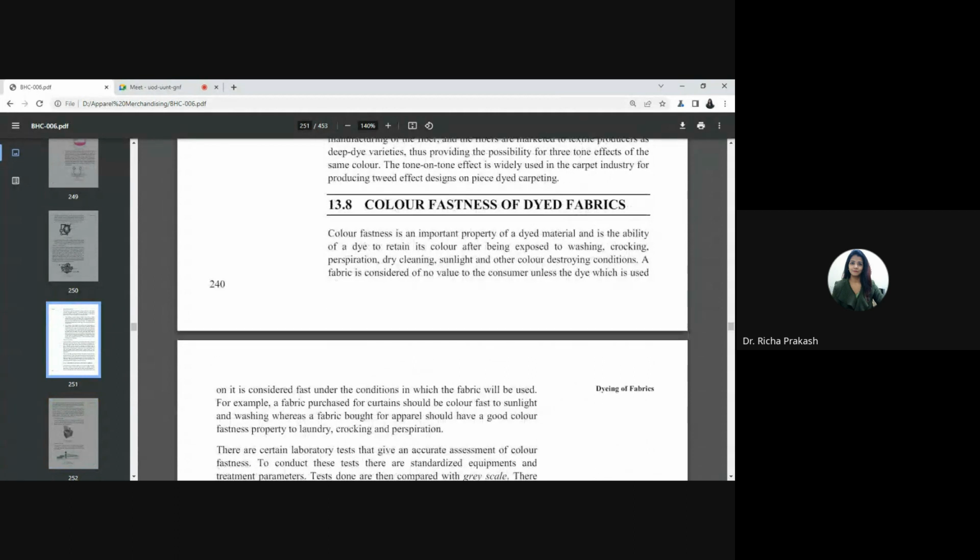Color fastness is something that tells how firm the color is. That means how much color is it going to retain after the dyeing of that particular fabric. So the test of color fastness can be done in various ways. The easiest and most common way is washing. So in washing, what happens is you buy a new garment and you wash it. Just wash it simply. Put it in a bucket of water.